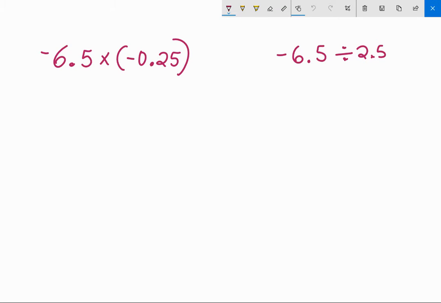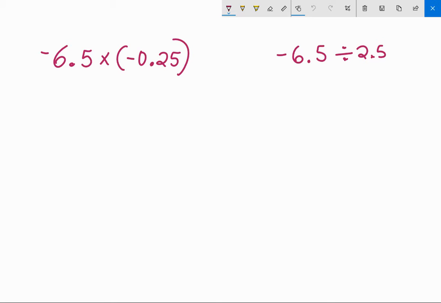Okay, guys, let's look at two types of problems that are throwing most of you on your IXL lesson on multiply and divide decimals. The two most common types of problems you're having trouble with. Let's look at negative 6.5 times negative 0.25 and negative 6.5 divided by 2.5. So let's do the multiply problem first.